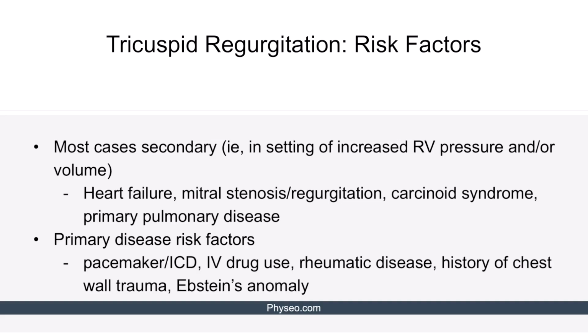Due to the fact that most common causes of tricuspid regurgitation are secondary to another condition, risk factors would include any condition that may increase right ventricular pressure and/or volume. These may include, but are not limited to, heart failure, mitral stenosis and regurgitation, carcinoid syndrome, and primary pulmonary disease leading to cor pulmonale. Risk factors for primary tricuspid regurgitation include pacemaker or implantable cardiac defibrillator placement, leading to direct damage, IV drug use, increasing susceptibility to infective carditis, rheumatic disease, a history of chest wall trauma, or Epstein's anomaly. Basically, conditions that directly affect the valve itself.